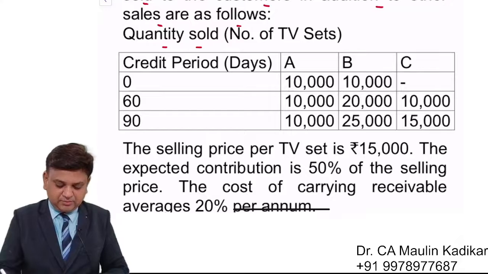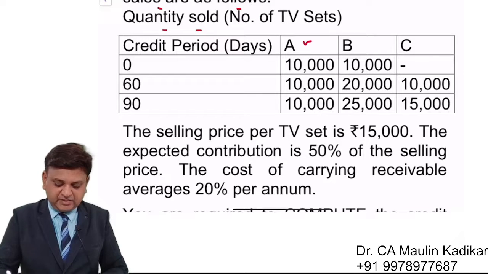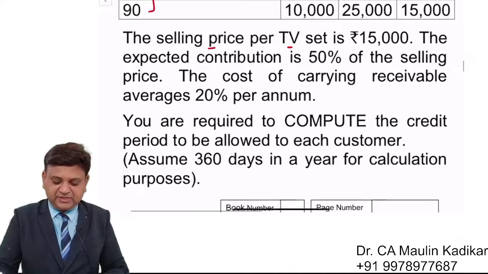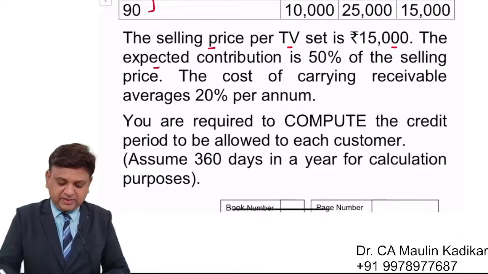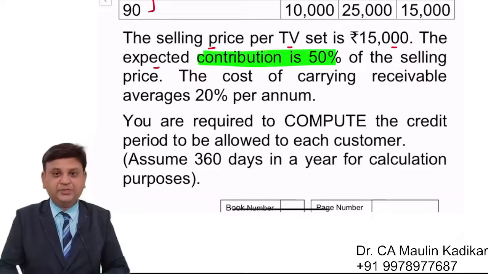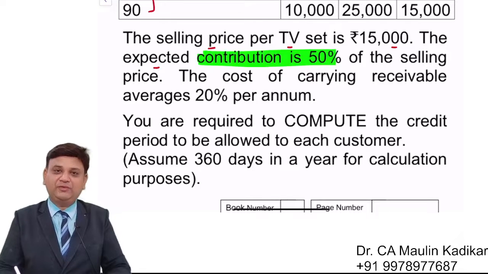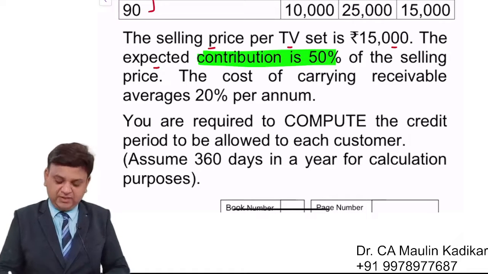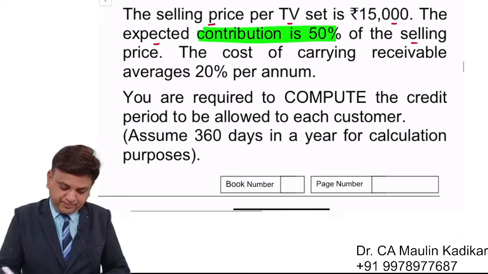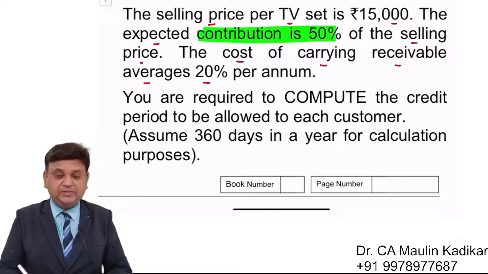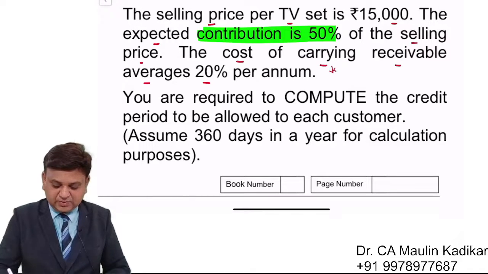The quantity of TV sold is provided for customer A, customer B, and customer C. Credit period information is given. The selling price per television set is rupees 15,000. Expected contribution is 50%. So when the contribution is 50%, variable cost will also be 50%, because out of 100, contribution is 50, so the remaining 50 is variable cost of the selling price. Cost of carrying a receivable averages 20% per annum, which means the discounting rate is provided to us as 20%.